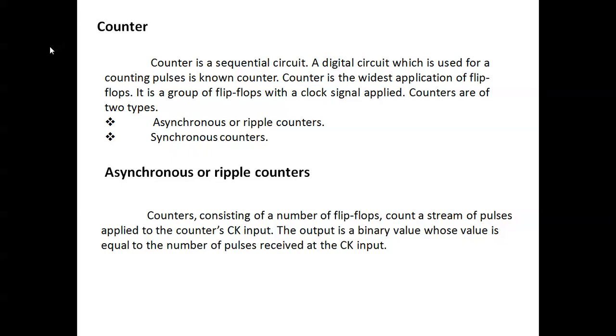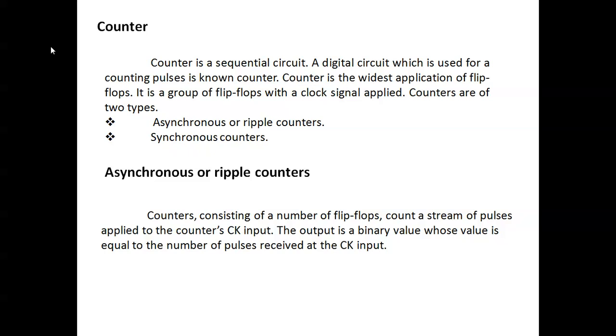So now we are going to talk about counters. In the previous video we discussed flip-flop registers, shift registers, and universal shift registers. And now we are going to discuss counters. So what is a counter?